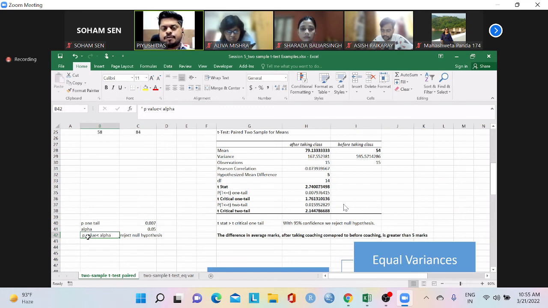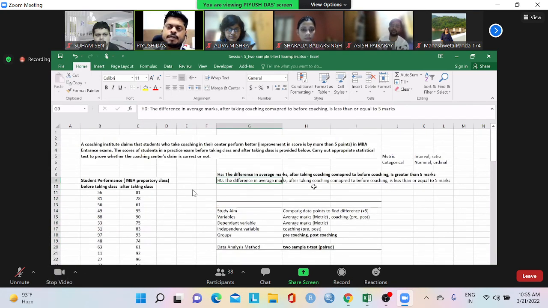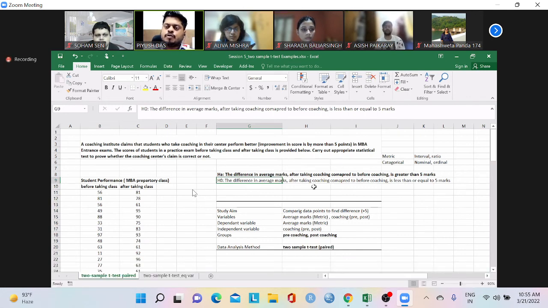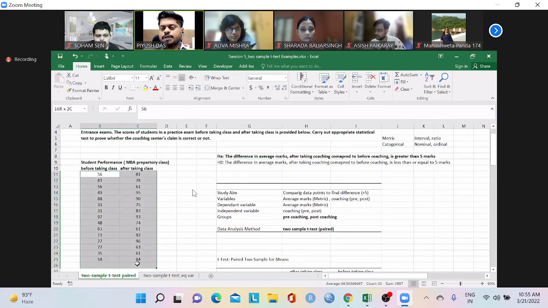Any doubt? So what does the p-value represent? If I believe the null hypothesis to be true, the p-value is the probability of getting that sample data. If I believe the average performance will not improve by more than 5 marks, what is the probability of getting these kinds of marks before taking the class and after taking the class? That is the p-value.